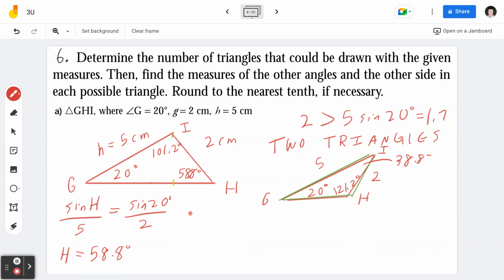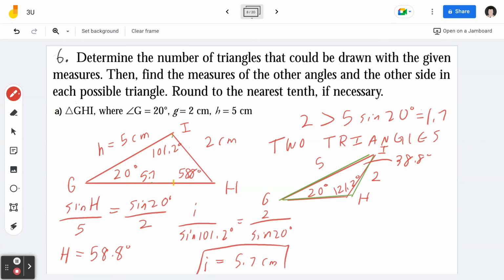Now to find I, we're going to do this twice. The first step is you take I divided by sine of 101.2 degrees, which equals, go back to the original, 2 divided by sine of 20 degrees. So again, if you grab a calculator, 2 times sine of 101.2 divided by sine of 20. That's going to be approximately 5.7 centimeters, which I'm going to label right here, 5.7 centimeters. And if you look at the triangle, logically this makes sense. 5, 2, 5.7, it fits.